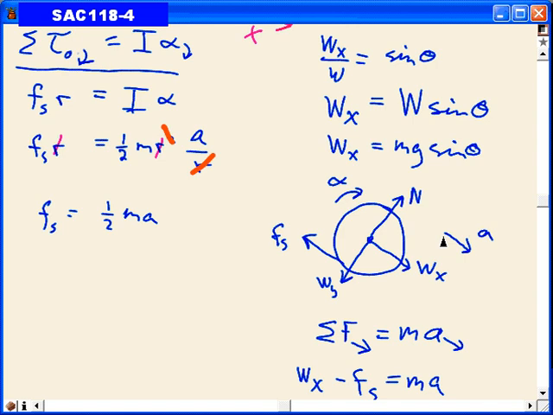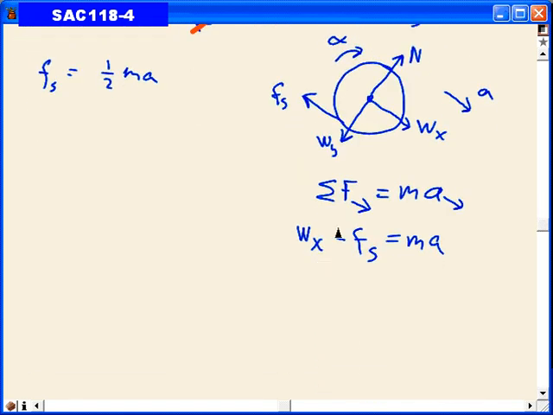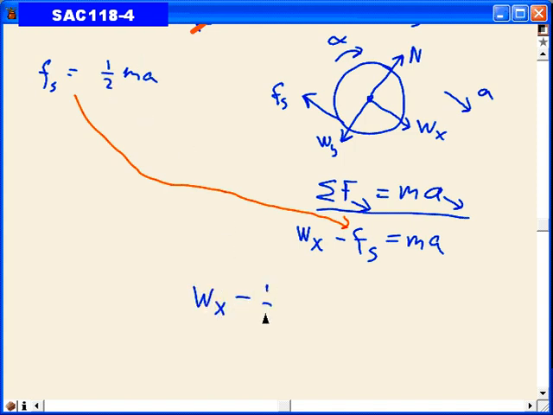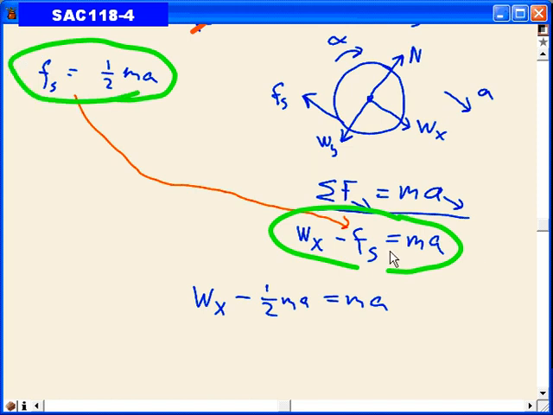So I got essentially the title line there and then a replacement line, and this is it. I'm going to go ahead and substitute this expression for F sub s into this equation, so I wind up with Wx minus 1/2 ma is equal to ma. Essentially what I've got here is two equations and two unknowns, the a and the F sub s, and I've got to solve them simultaneously.